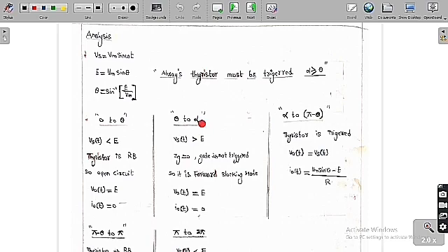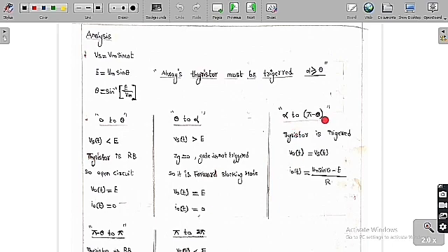From theta to alpha, as we are not given any triggering pulse, although Vs of t is greater than E, therefore it is going to act in forward blocking mode. So as Ig is equal to 0, the gate is not triggered, so it will be in the forward blocking mode, so therefore it is like an open circuit. So V naught of t is equal to E and I naught of t is equal to 0.